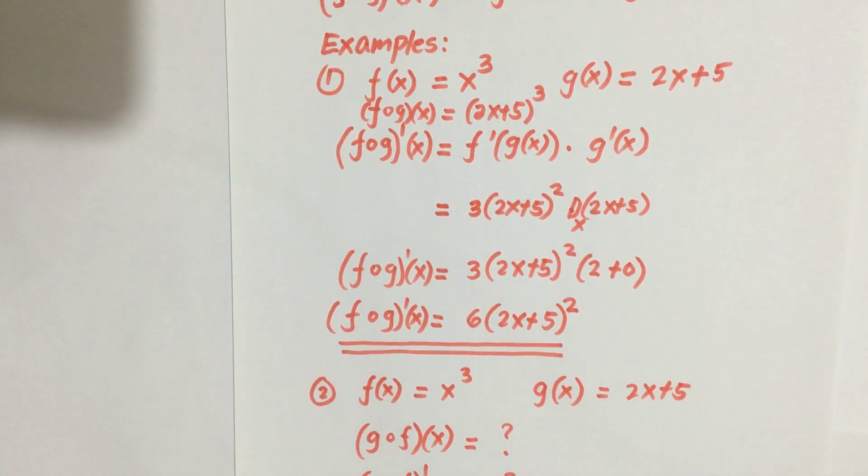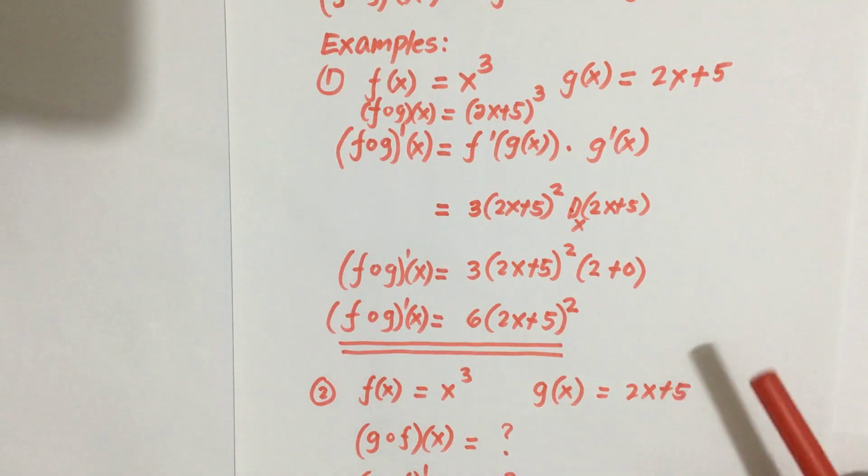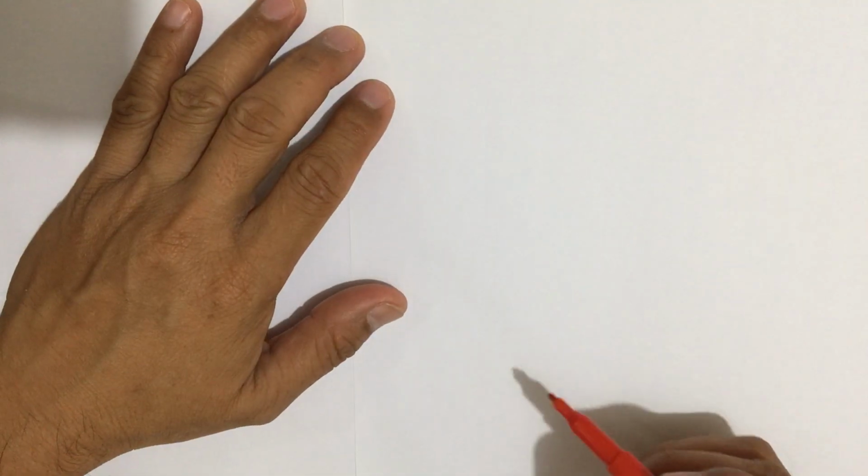We have another case for chain rule. Okay, so the other thing is something like this. This is still a chain rule, class.